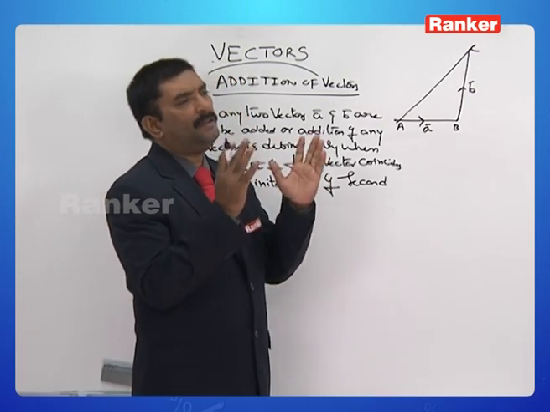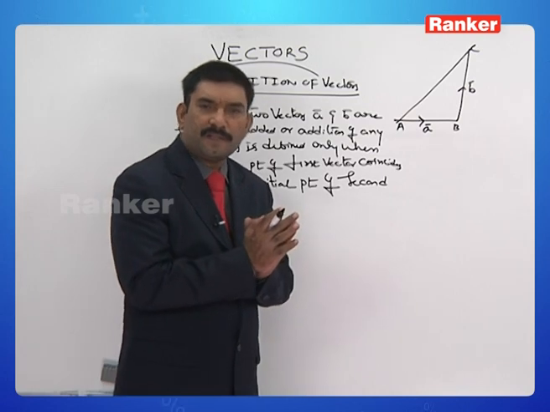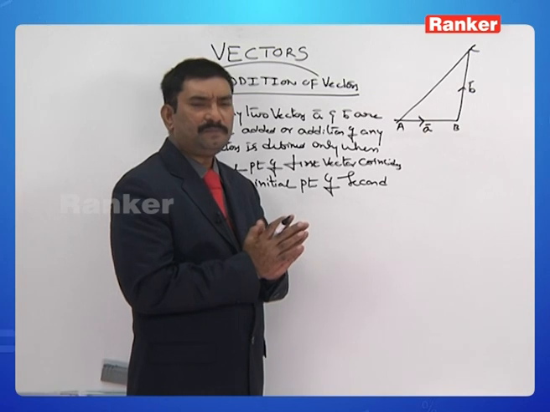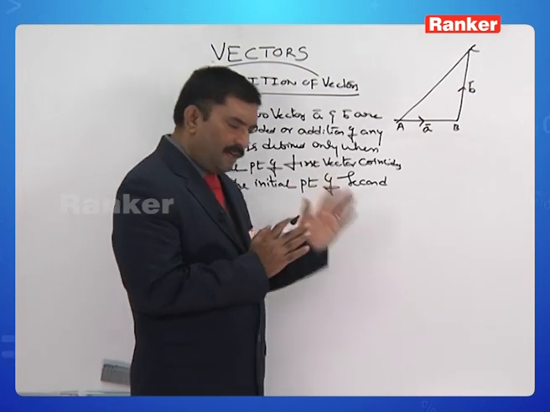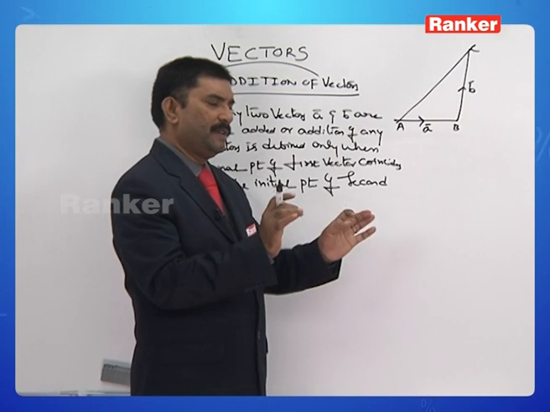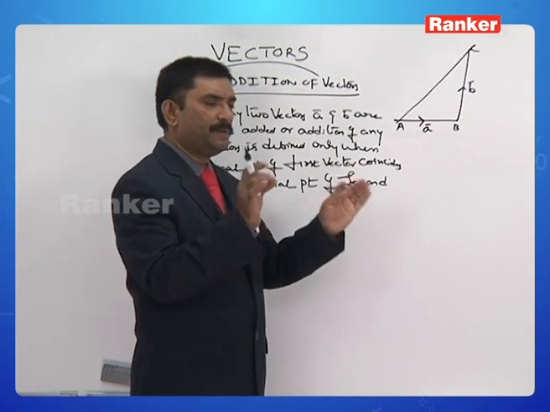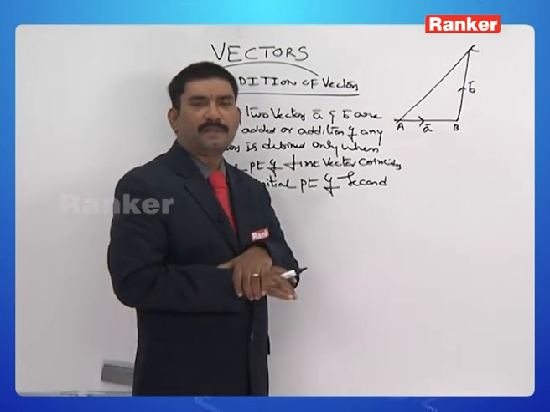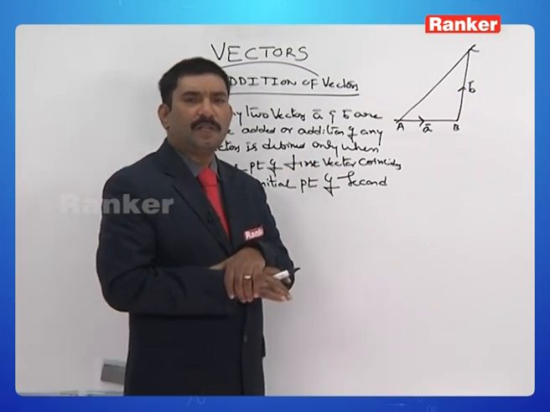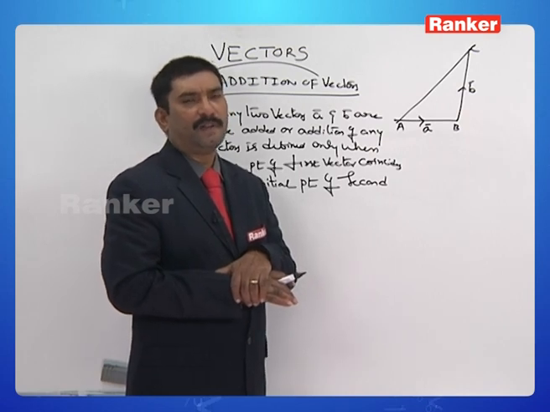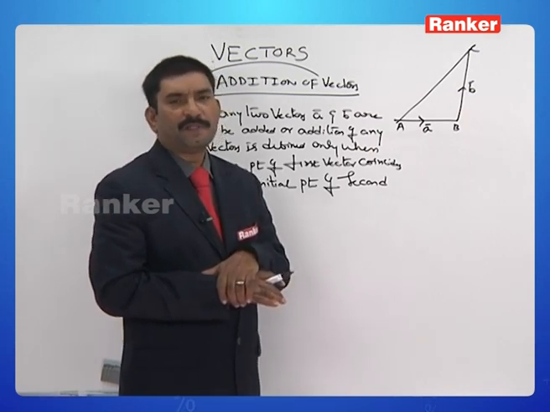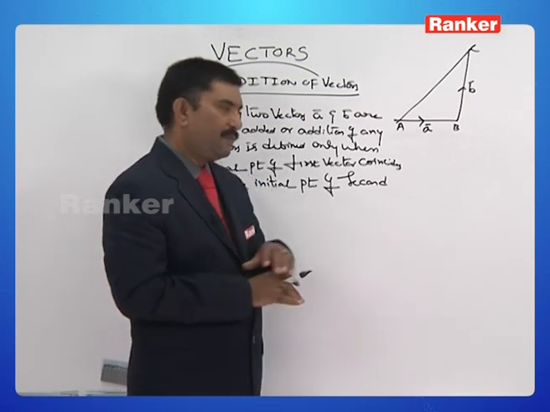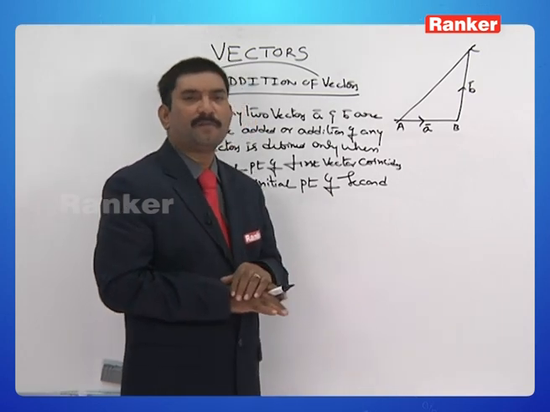You can add any number of vectors, maybe n vectors. If you add n vectors, in that case, the condition is the terminal point of the first vector must coincide with the what? Initial point of the second vector. Then only the addition of vectors is defined. First of all, let us focus our attention on the 2 vectors. Then we can go for any number of vectors.